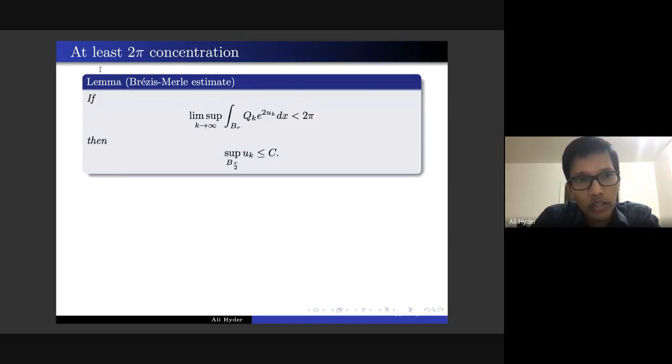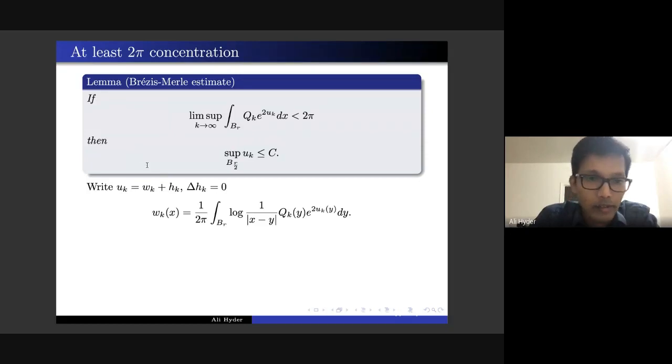Now, why do we need to have at least 2 pi amount of concentration for a blow-up? So here is the lemma. It says that if the lim sup of the integral is strictly less than 2 pi, then in a smaller ball, B_R by 2, or you can actually take any smaller domain, the supremum is uniformly bounded.